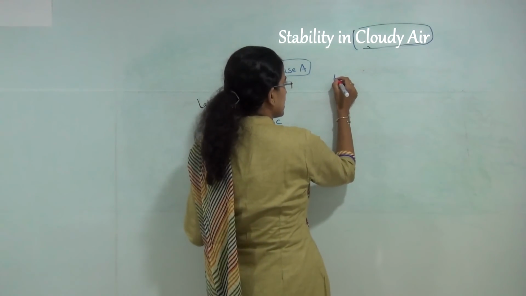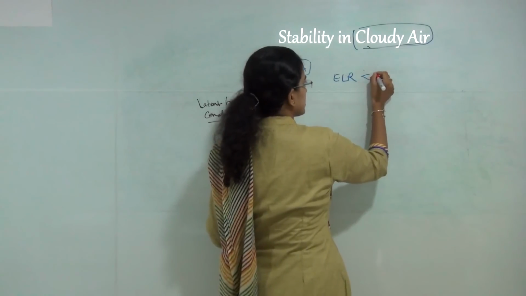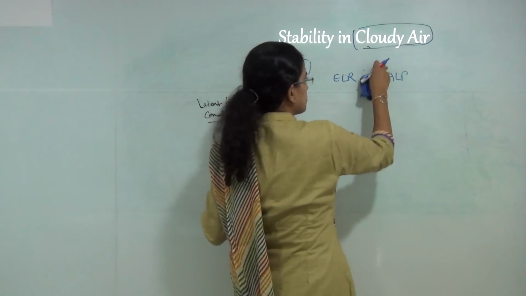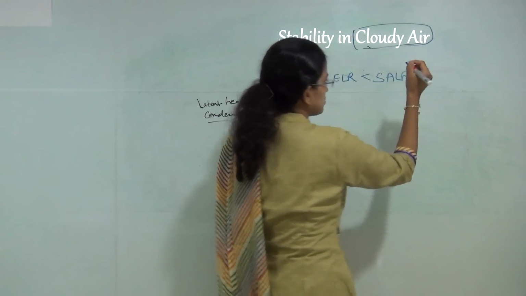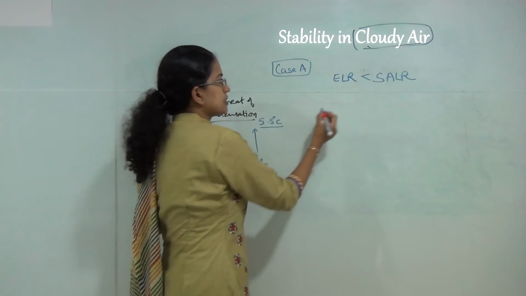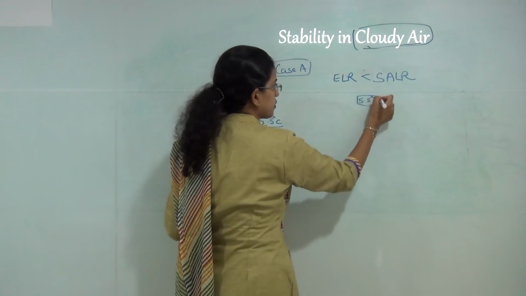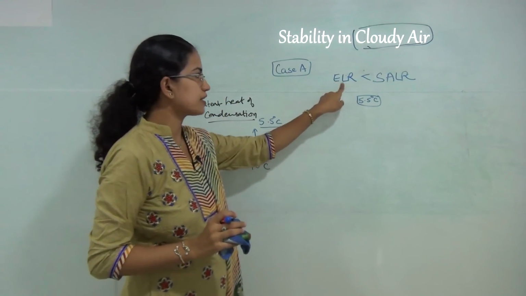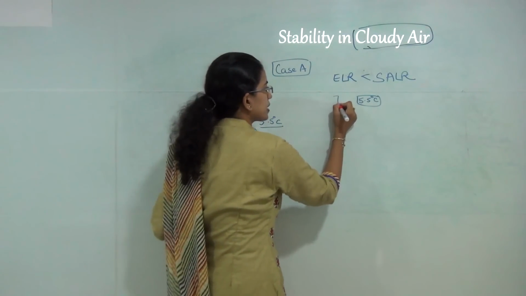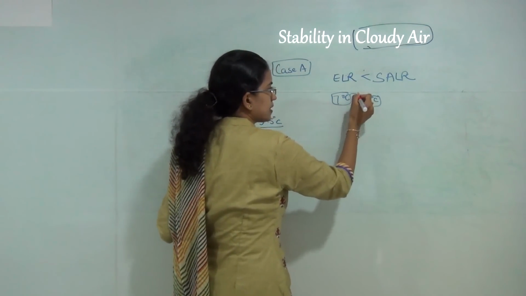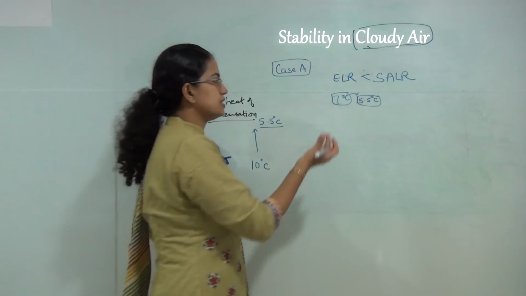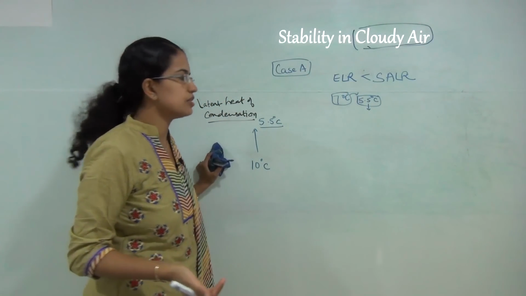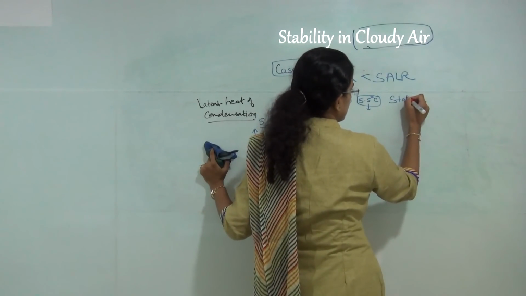So you have case A, where the environmental lapse rate is less than the saturated lapse rate. Now we are talking only about saturated conditions. The rate of fall in the temperature of the air parcel is more as compared to the environmental lapse rate, which means the surrounding temperature is much higher as compared to the temperature of the air parcel. That means the air parcel would be cooler, and since it is cooler, it would tend to sink down to its original position, and it means it is a stable condition.